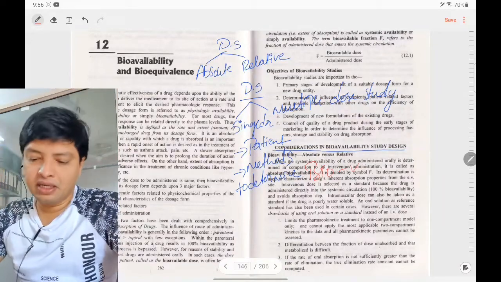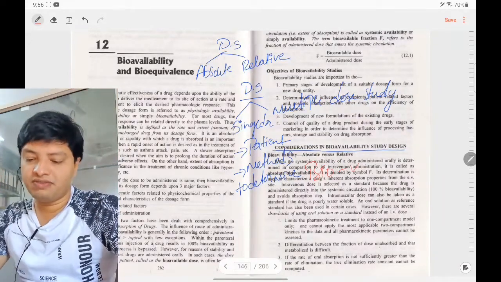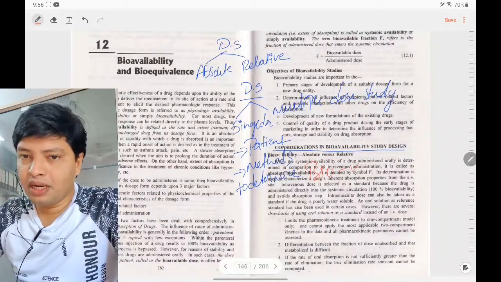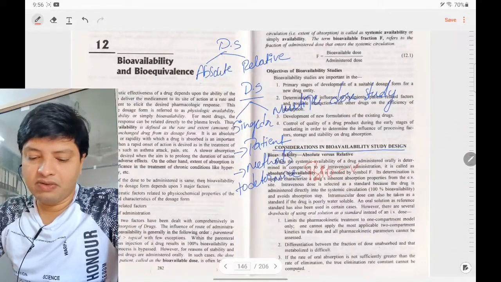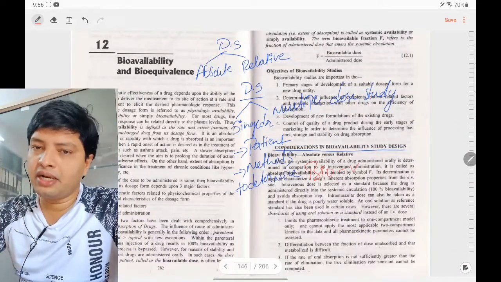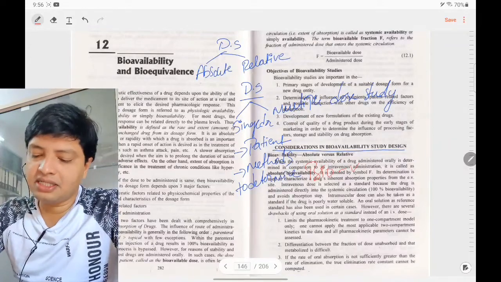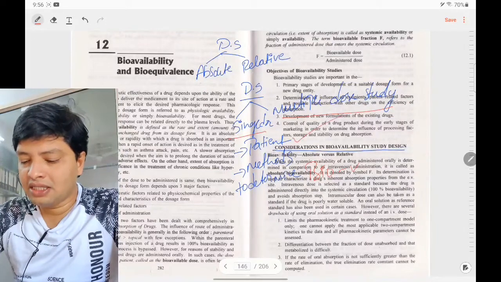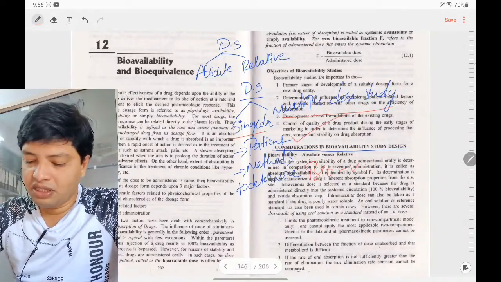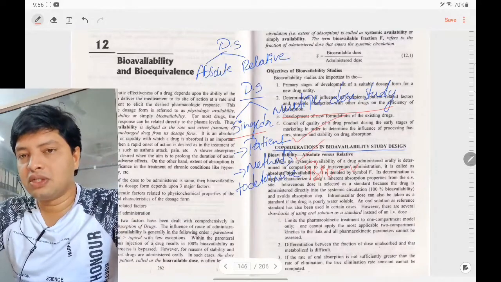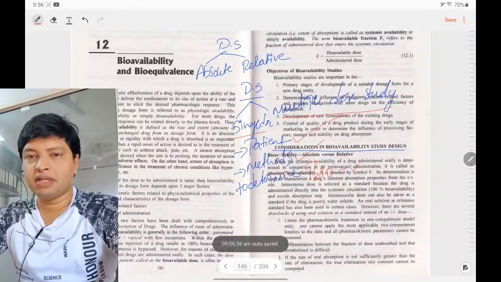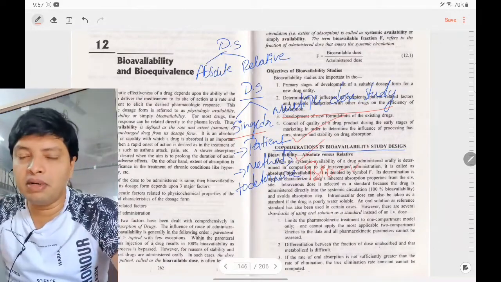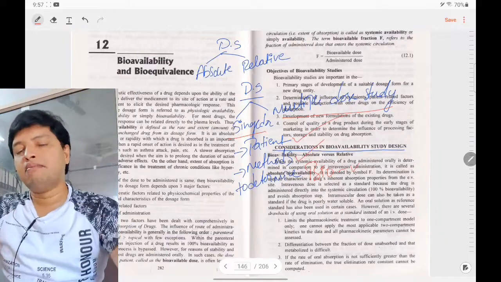I will be dividing the considerations into 4 parts. The first part is which type of study you need to conduct, absolute and relative bioavailability. The second is either a single dose study or a multiple dose study. The third is related to the patient. The fourth is methods to determine bioavailability, the different methods we have to determine bioavailability. So we will see the considerations in bioavailability study design in these 4 parts.